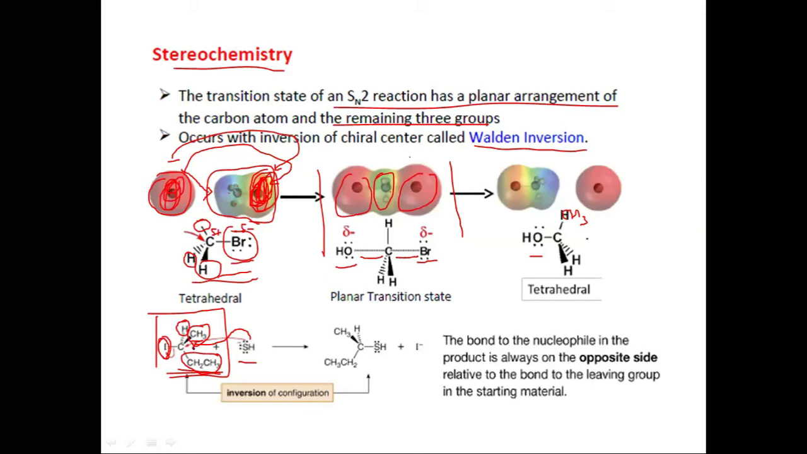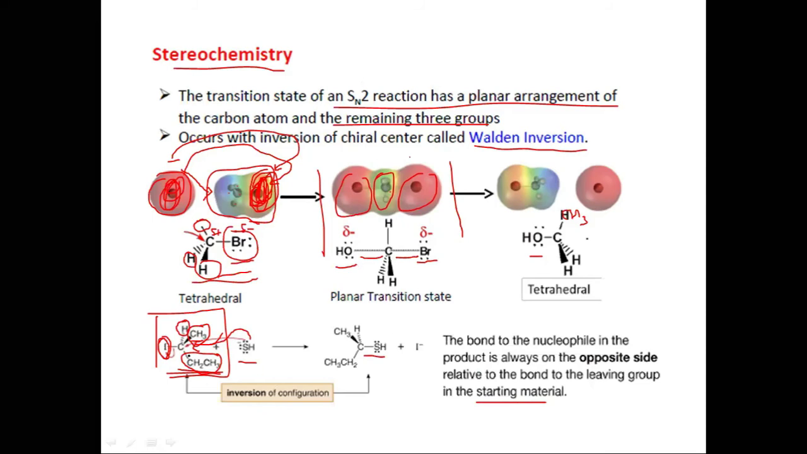In the SN2 mechanism, SH minus prefers to attack from the back side over the carbon, and simultaneously the C-I bond breaks, and you will get the C-SH form. The bond to the nucleophile in the product is always on the opposite side relative to the bond to the leaving group in the starting material. So it prefers to attack from the back side, bond formation happens between the carbon and the sulfur, and bond breakage takes place between the carbon and the iodo. This is in the case of SN2.